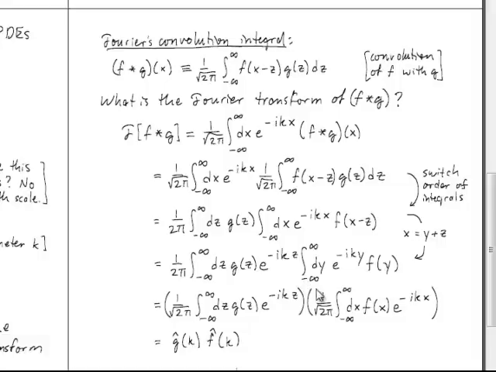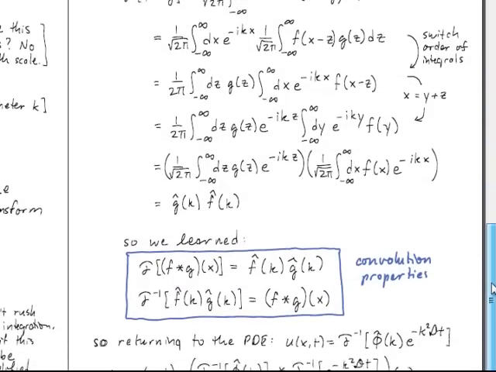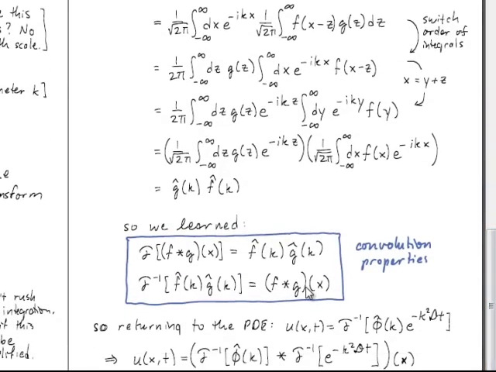And what happens now is that one Fourier transform is the Fourier transform of f, and the other one is the Fourier transform of g. And so you get the product of g hat and f hat from the Fourier transform of the convolution of f and g. So f and g, when they're convoluted, map through Fourier transformation to the product of the Fourier transforms of the separate functions g and f.